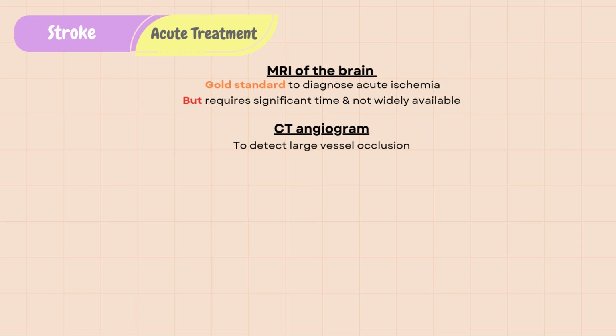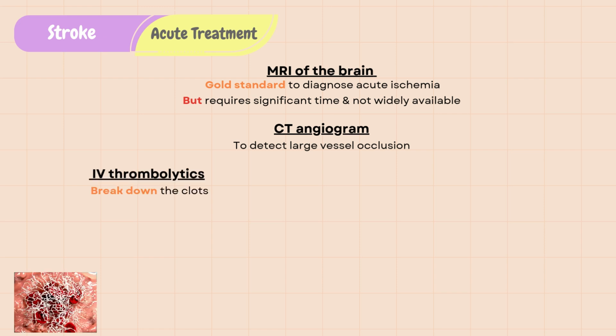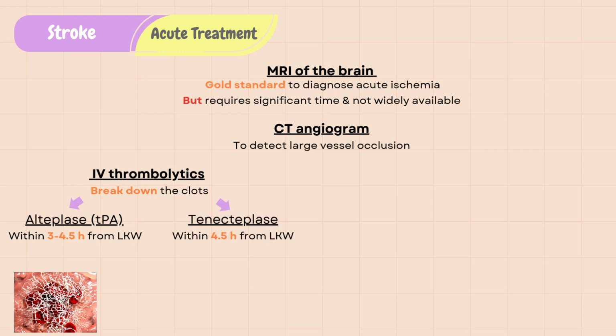Treatments for acute ischemic stroke include administration of IV thrombolytics to break down the clots. Examples include alteplase, or TPA, which can be given within 3 to 4.5 hours from last known well, and tenecteplase can be given within 4.5 hours. If the patient qualifies for thrombolytics, the goal is to administer the drug within 30 minutes from patient arrival.